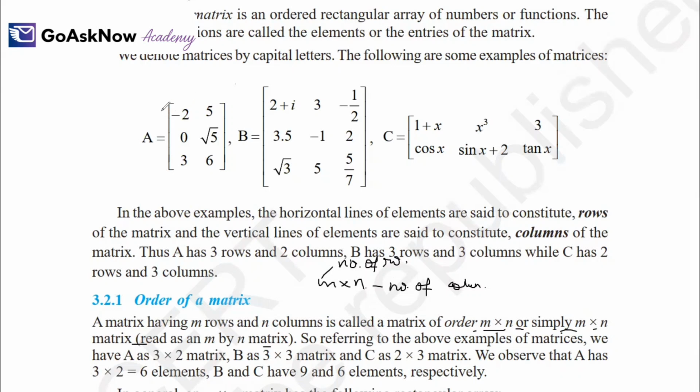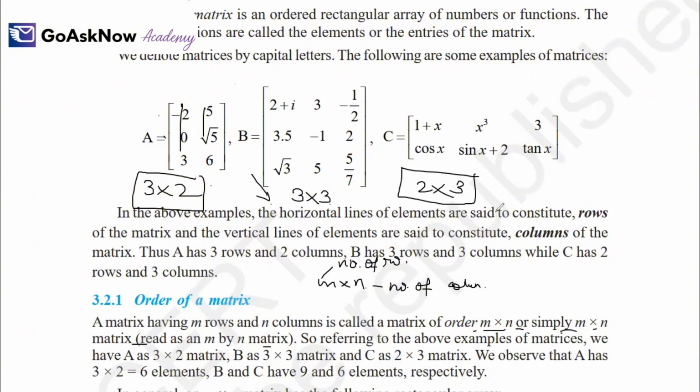Here, what is the number of rows? 1, 2, 3. So 3 cross 2. There are two columns. So 3 cross 2 is the order of A. Similarly, for B, tell me the order. You can say that the order is 3 cross 3, because 3 rows and 3 columns are there. For C, it is 2 cross 3. These are the orders of the matrices here.